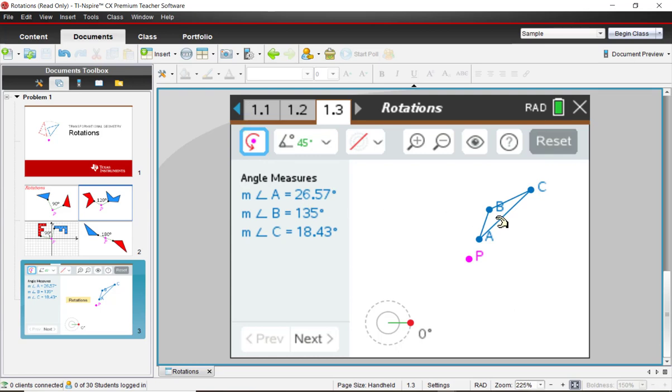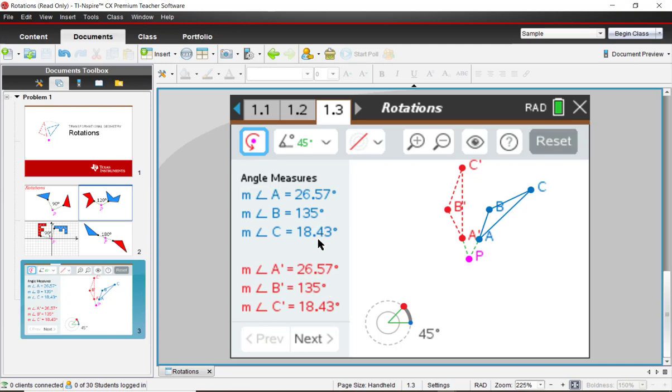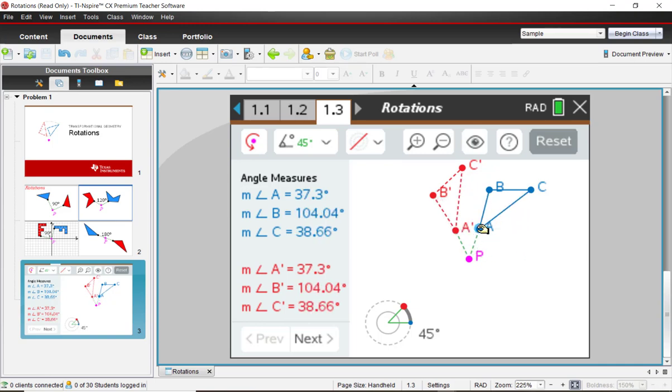And you notice it's showing the measures of angles A, B, and C, rounded to 2 decimal places. So we're going to rotate triangle ABC 45 degrees about point P right here. Okay, so we'll do that and you'll notice what's going on there. But let's go ahead and play around with those angles and triangles and so on. See if what seems to be true for one pair may be true for a whole bunch of pairs.